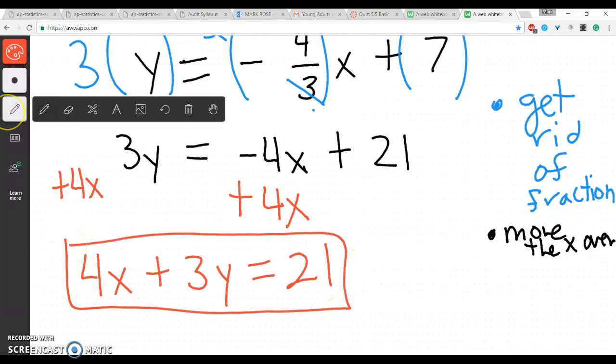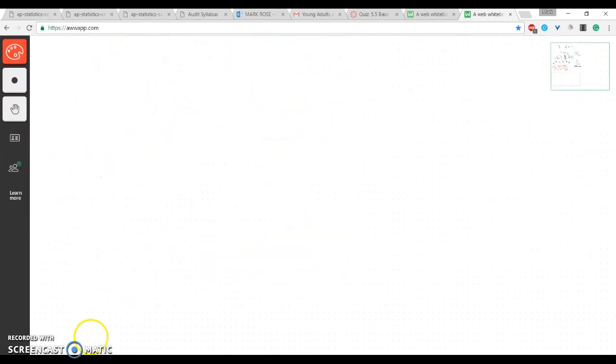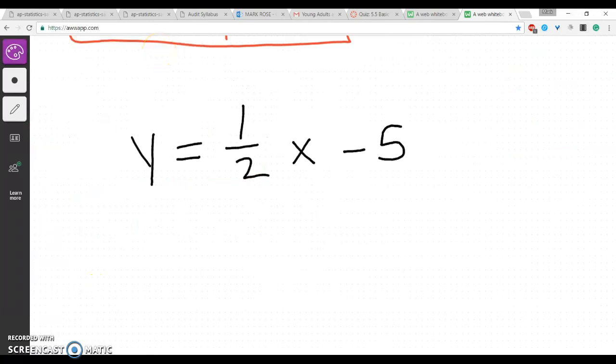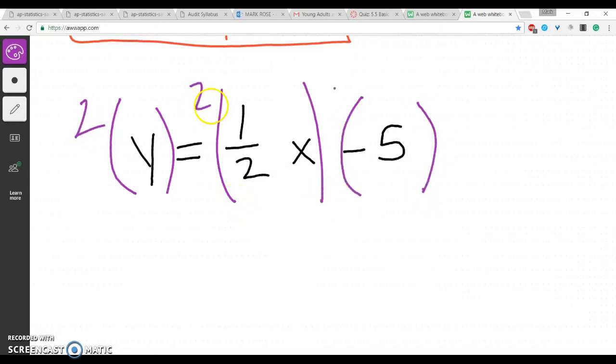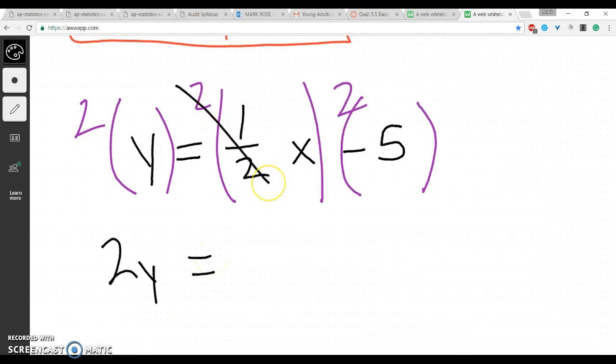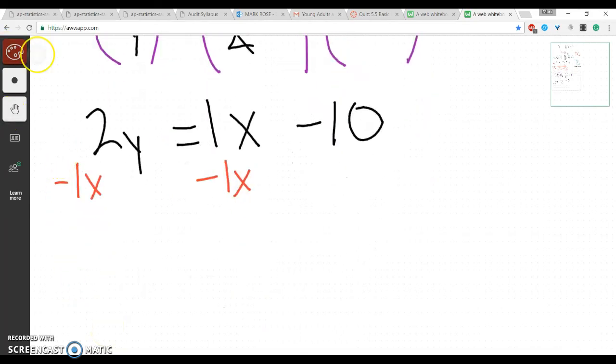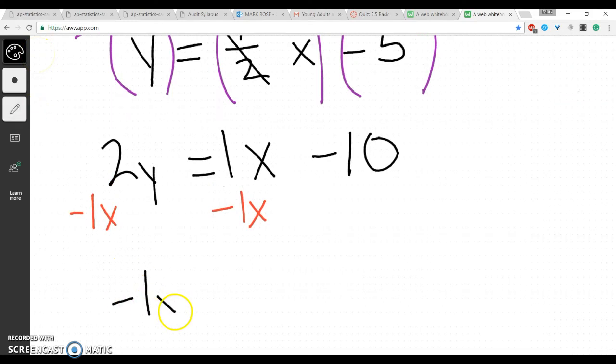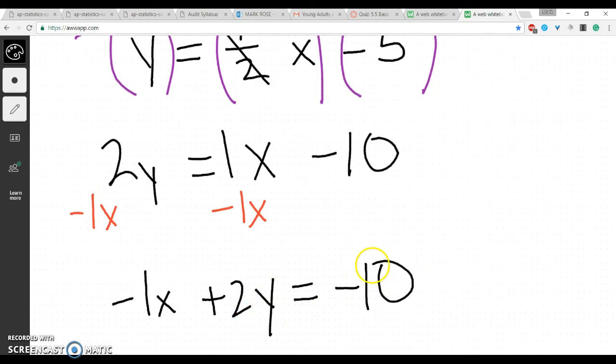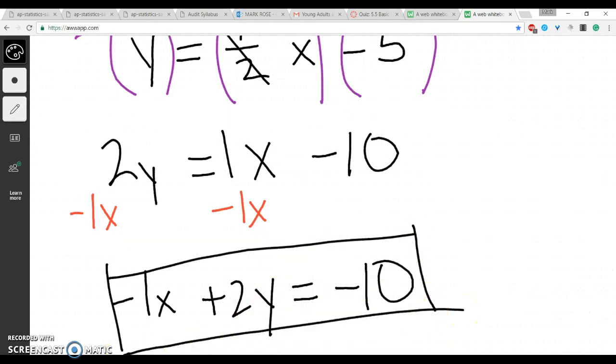Okay. Let's look at one more example of this. Again, we're going to take the same steps, which the first step is getting rid of the fractions. So to get rid of this fraction, I'm going to times everything by 2. So that's going to give me 2y equals, well, those 2's cancel, so 1x minus 10. Then I'm going to move the x to the other side, so minus 1x, minus 1x. And that is going to end up giving me negative 1x plus 2y equals negative 10. And that would be my final answer.